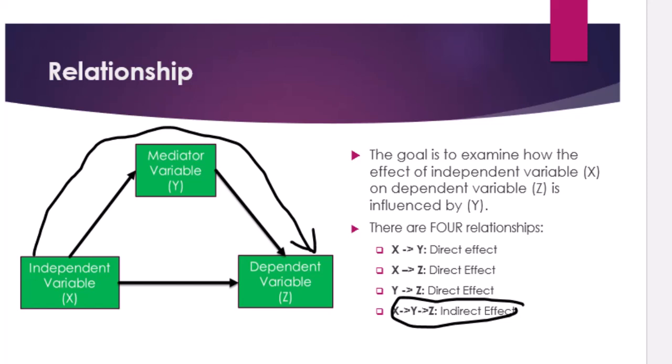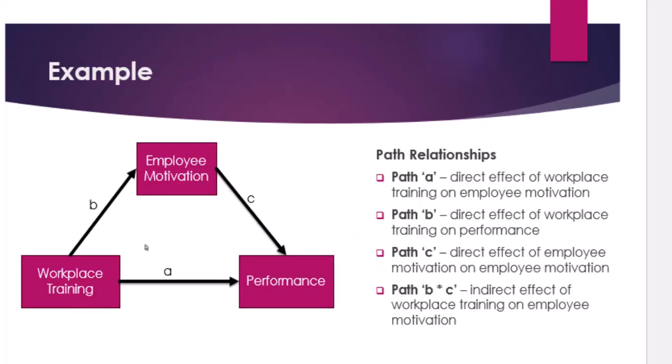Then we have an example. We have three variables here: workplace training, employee motivation, and performance. We know that if you train your employees in your workplace, you have good performance, meaning workplace training has an effect on performance. But we also know that employee motivation, the level of motivation you give to your employees, also affects performance. So now our question is, how is the effect of workplace training on performance influenced by employee motivation?